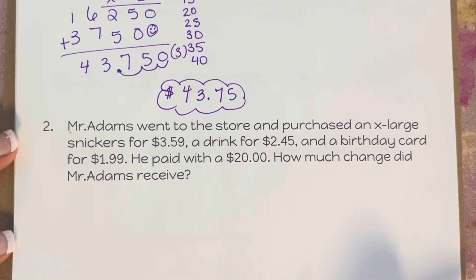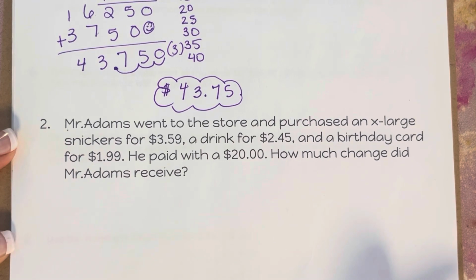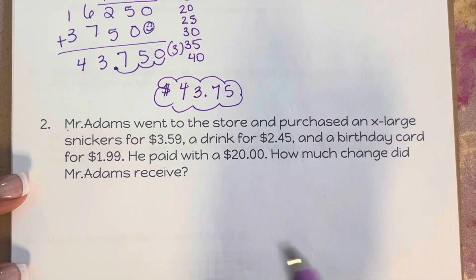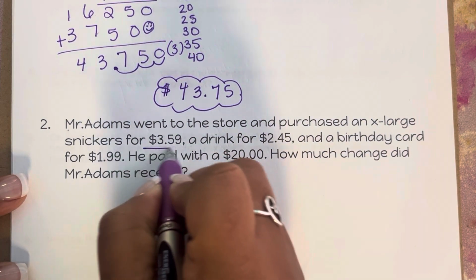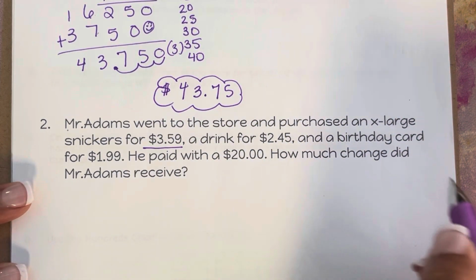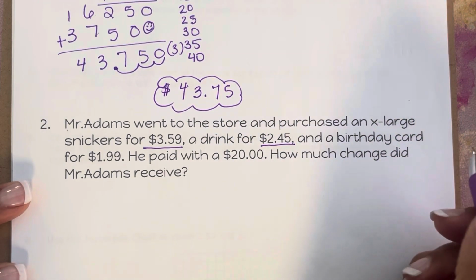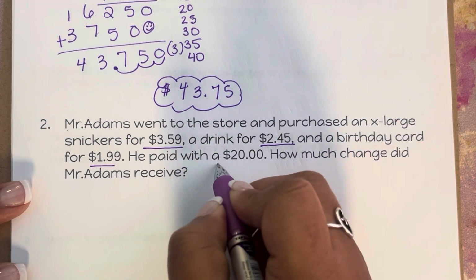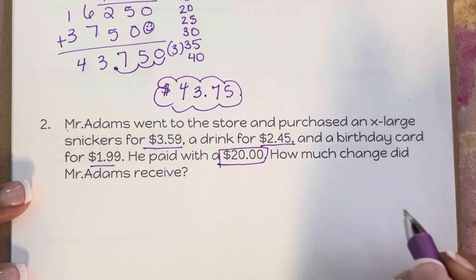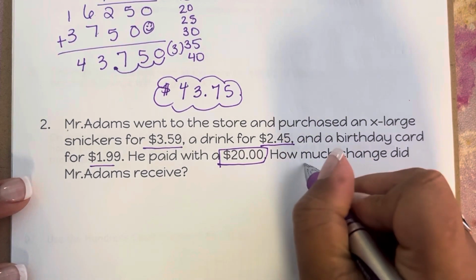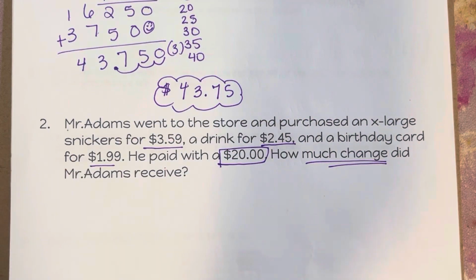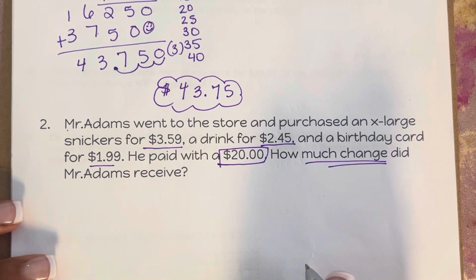All right, homework number 2 says Mr. Adams went to the store and purchased an extra large Snickers for $3.59, a drink for $2.45, and a birthday card for $1.99. He paid with a $20 bill. How much change did Mr. Adams receive? Oh, so I'm imagining I'm in the store, beep, scanning the items, beep. I'm paying for something and I'm getting change, okay?